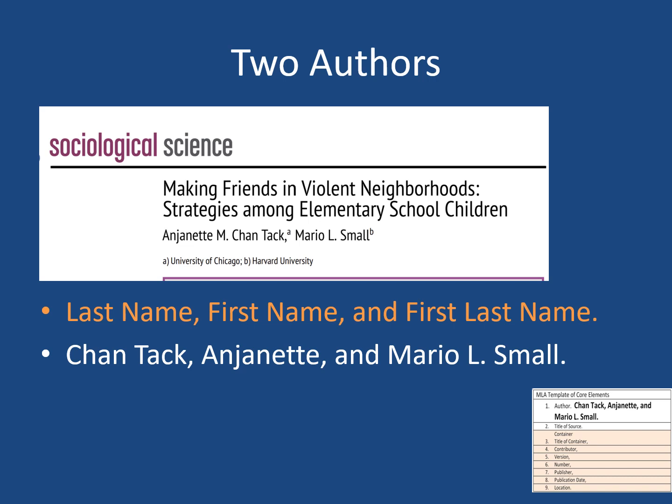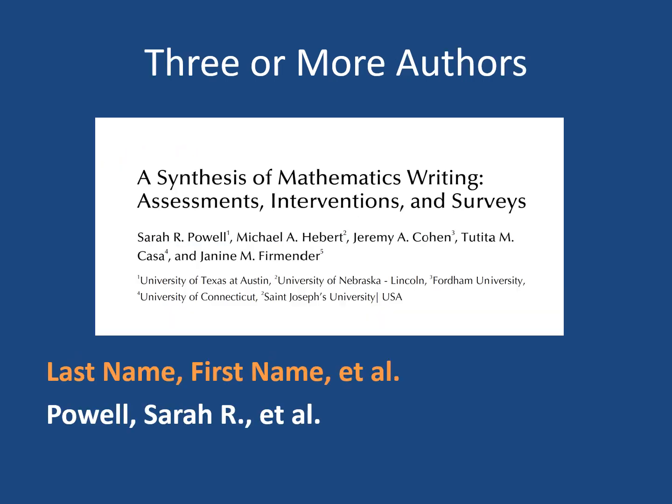For two authors, indicate the last name, comma, first name, comma, and first last name. For three or more authors, do not list all of the names of the authors. Instead, list only the author whose name is mentioned first. Begin with their last name, comma, first name, comma, et al., period. Et al. would designate and everybody else.